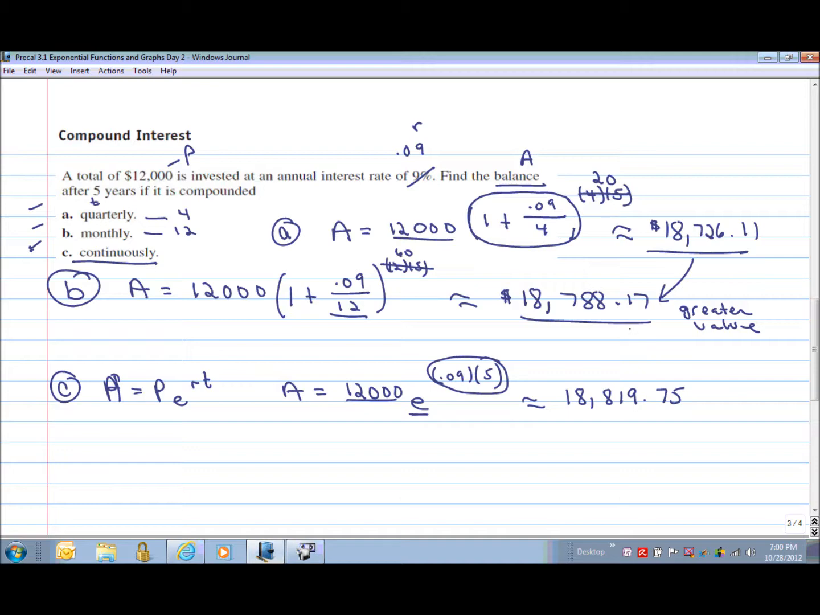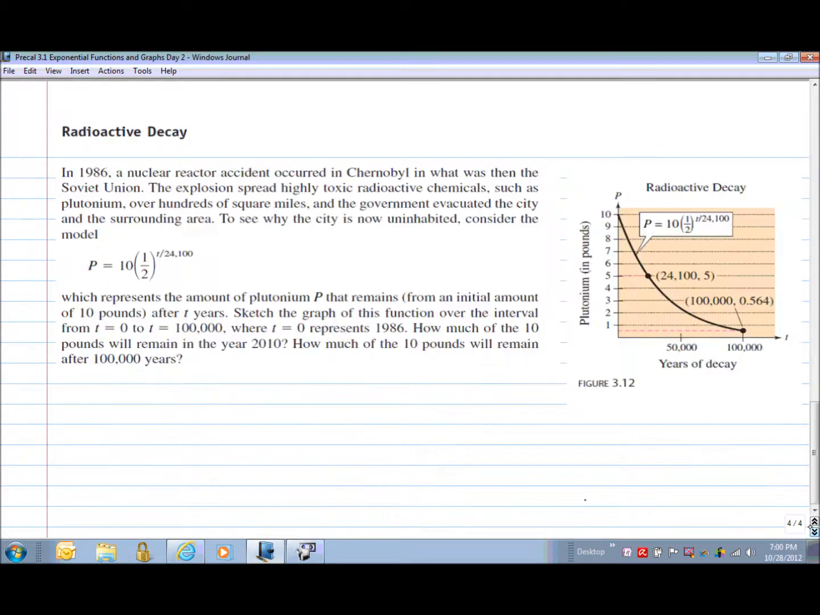$18,819.75. So again, it's growing faster the more often it's compounded. All right, let's look at one more last problem. It's kind of a short night tonight, and this is on half-life.